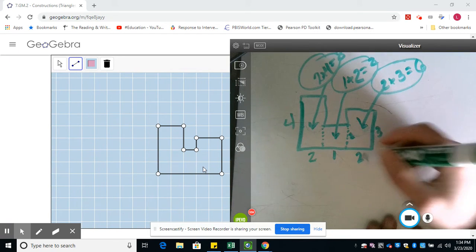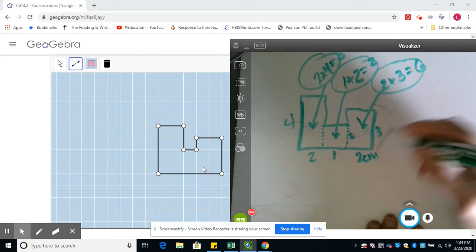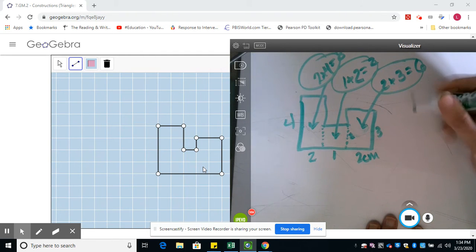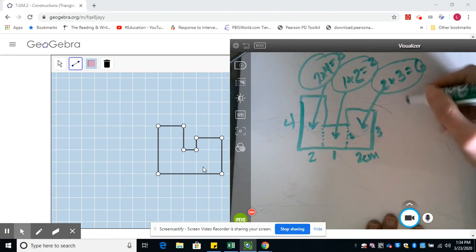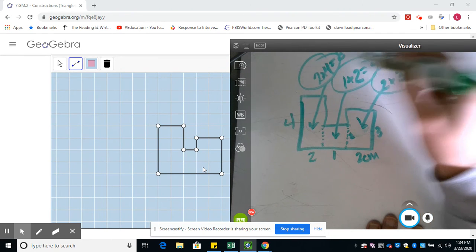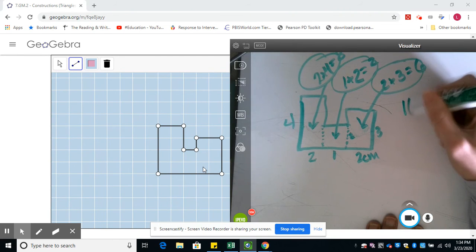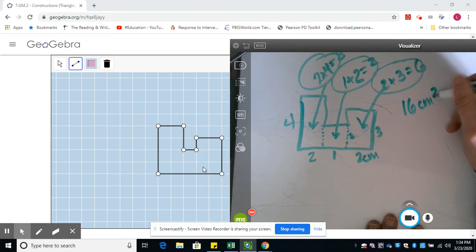We're going to go ahead and call these centimeters. And when we find area, the unit for that is not just centimeters, but centimeters squared. So we're looking at, again, 16 centimeters squared.